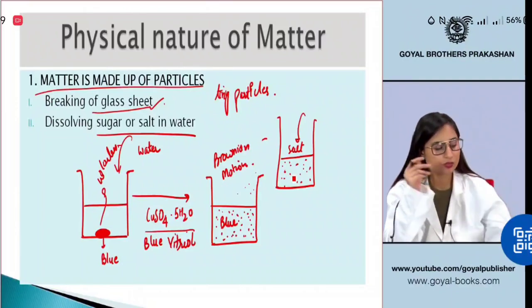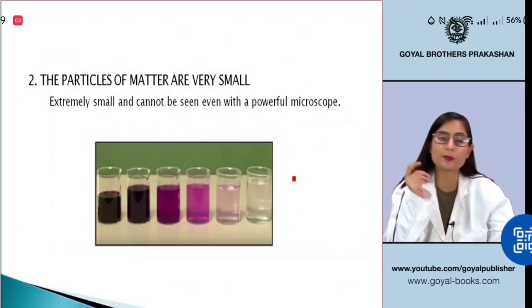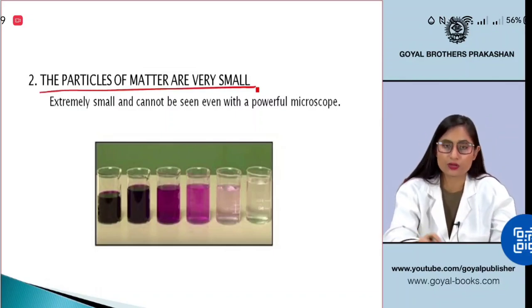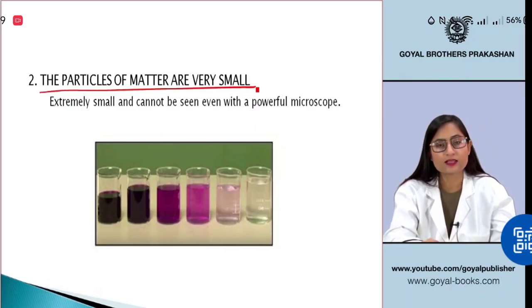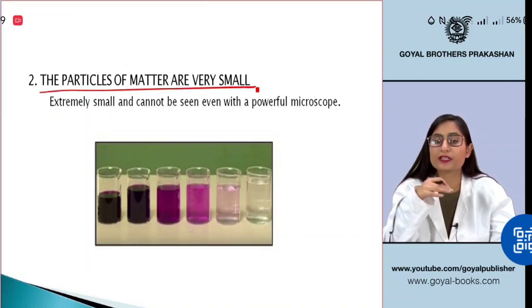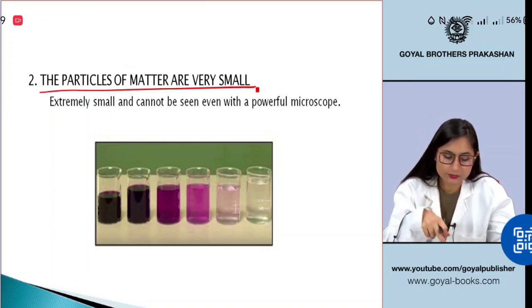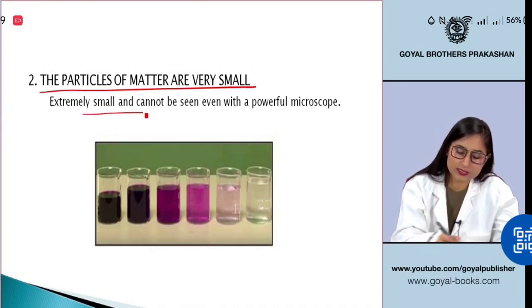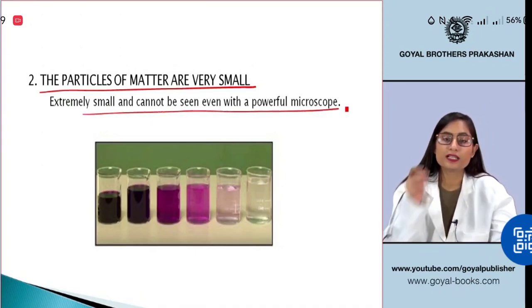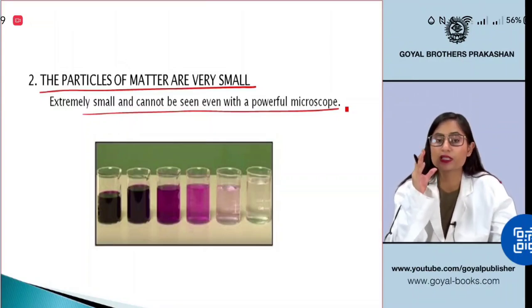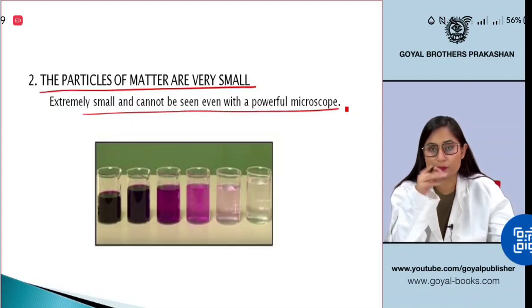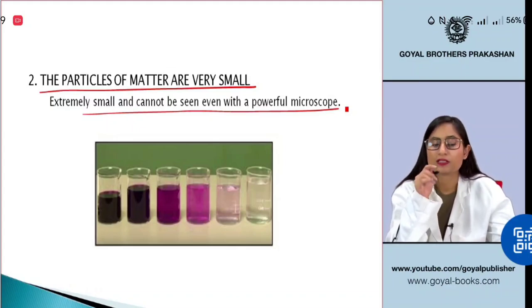So students, the next property that we will be discussing is that the particles of matter are very small. We already know that matter is made up of particles. How can we say that these particles are very tiny? We will be discussing it with the help of this example. They are extremely small and cannot be seen even with a powerful microscope. We have seen that on dissolving copper sulfate and common salt in water, they break into tiny particles. This we already know, right?